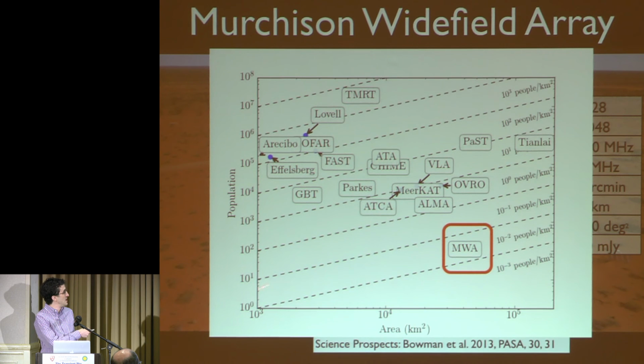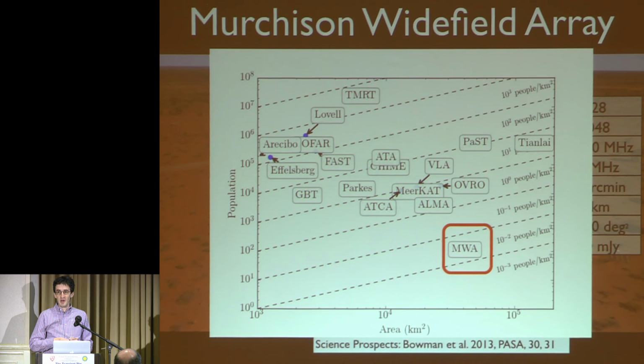So this shows the area and the population of the region in which all these different radio telescopes live. The MWA lives down here in a region that has about 100 people in an area the size of Massachusetts. If only we occupied Massachusetts, that would be like the MWA.